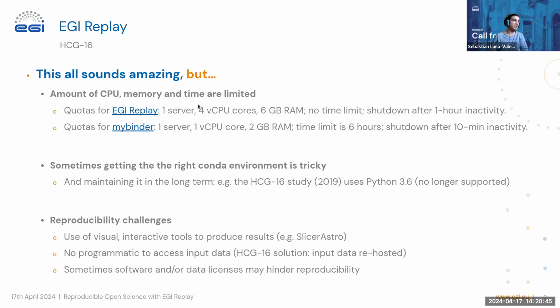for example, in EGI Replay, you get 4 CPU cores, 6 gigs of RAM, and there is no time limit, but the session is considered inactive if you haven't played around within 1 hour. What it means is that after that inactivity period, everything is removed. And if you want to go back, you start from scratch. So that's a consideration to bear in mind. In my binder, instead, you get 1 CPU core, 2 gigs of RAM, and the time limit is 6 hours. And inactivity is considered after no action is done for 10 minutes.